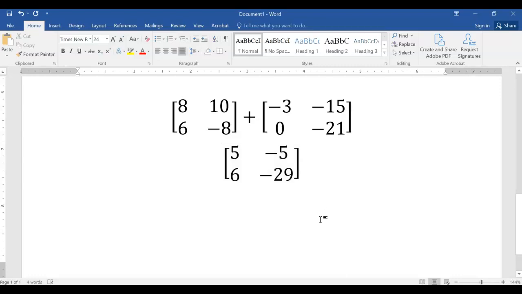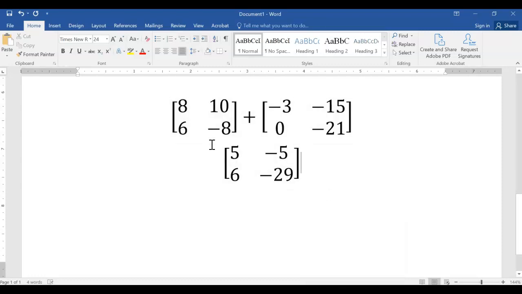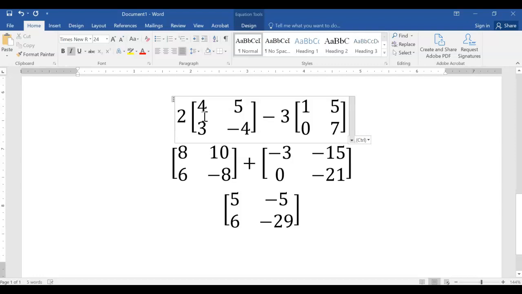Now, one other thing that you can do is you can utilize the calculator to do this. If you don't feel comfortable with doing all those entries, you could identify my original matrix 4, 5, 3, negative 4 as matrix A. And then 1, 5, 0, 7 as matrix B. So utilizing our calculator, we could enter those two matrices and have our calculator do the majority of the work for us.